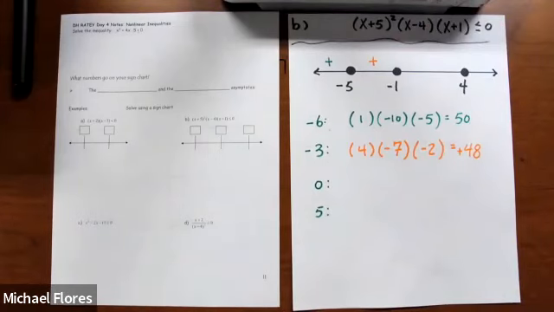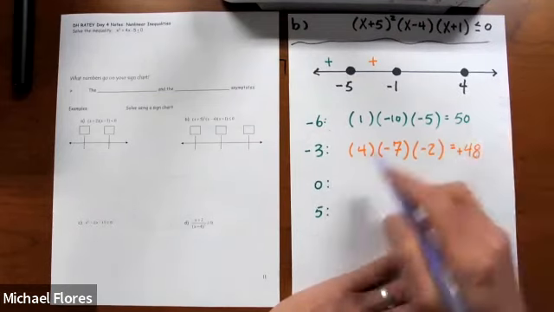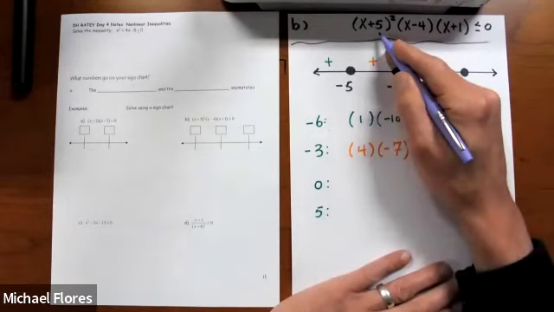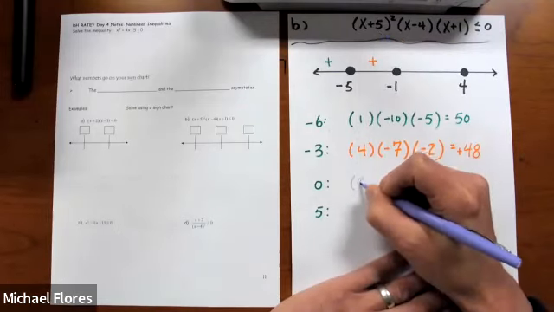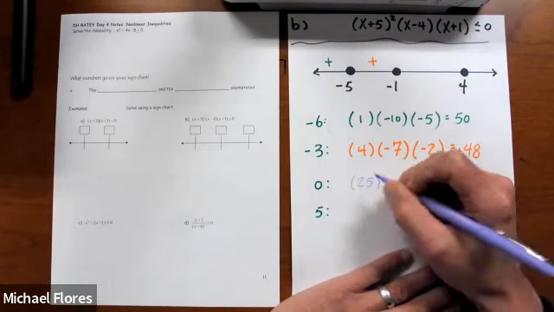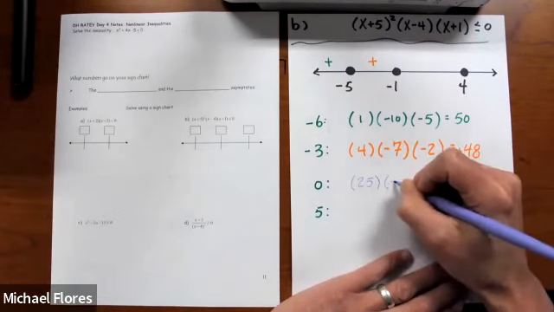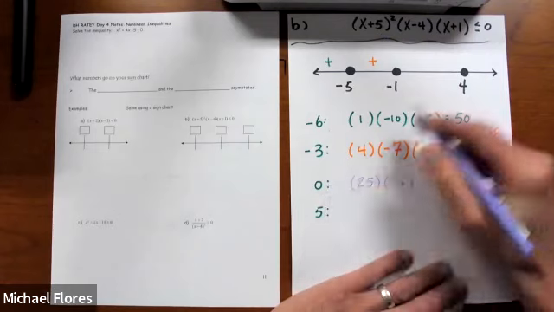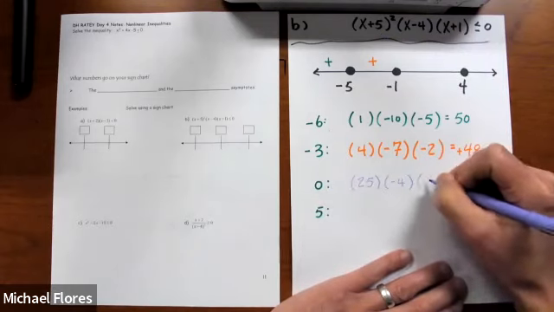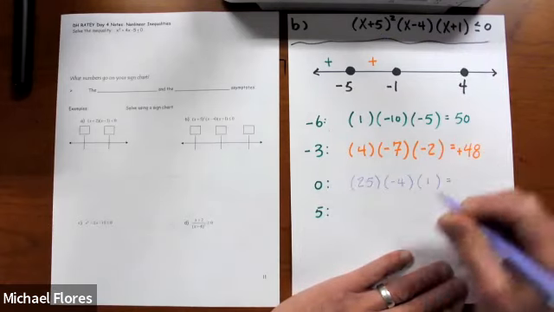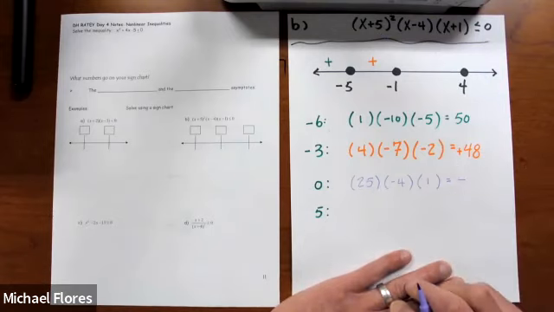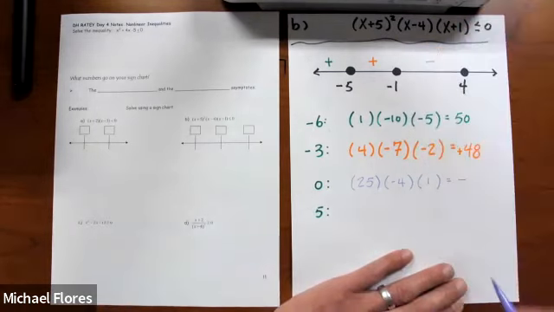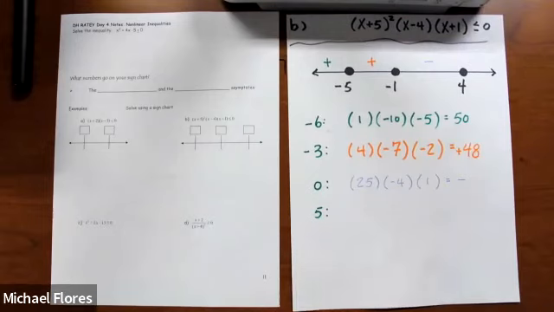Let's go with another number. Okay, let's now use 0 here. Took 0, plugged it in. 0 plus 5 is 5. 5 squared is 25. 0 minus 4 is -4. 0 plus 1 is 1. A positive times a negative times a positive is a negative number. Forget about that number. We know it's going to be negative. So everything in between -1 and +4 is going to be negative.